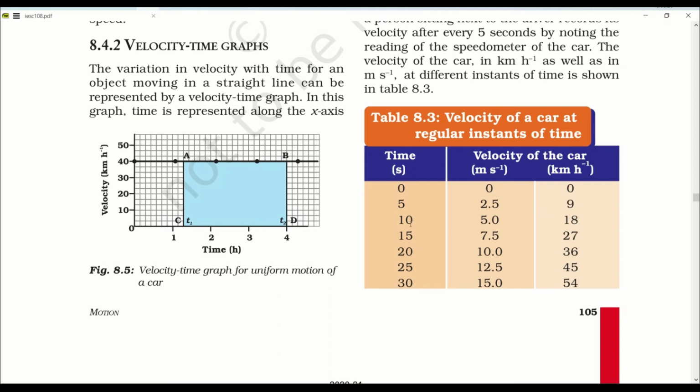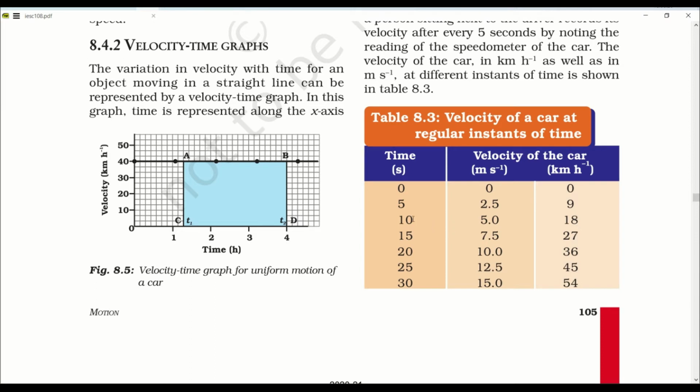Then at 10 seconds the velocity has increased to 5.0. That means the velocity has doubled as the time has doubled, from 5 it became 10, every 5 seconds. Okay, and the same amount of velocity has been gained in the second stage. Here also you can see that instead of 9 km per hour, the car speedometer shows 18 km per hour.